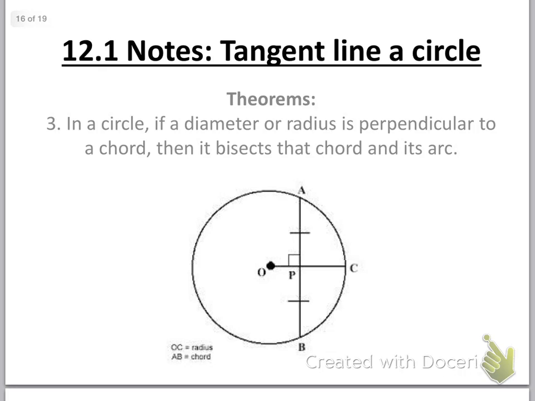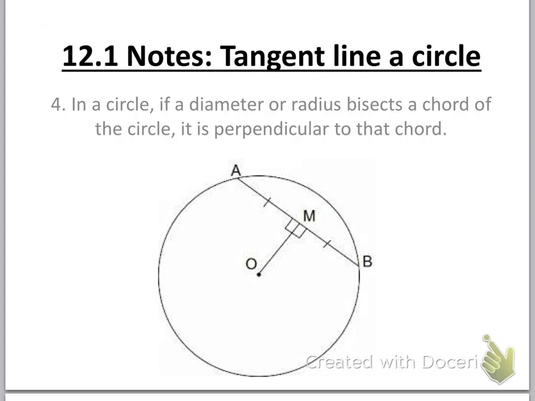In a circle, if a diameter or radius is perpendicular to a chord, then it bisects the chord and its arc. Okay, so here's my chord. If it is perpendicular to that chord, then it means it's bisecting that chord or cutting it in half. Or vice versa, if it is bisecting that chord, it will also be perpendicular. So it works both ways.